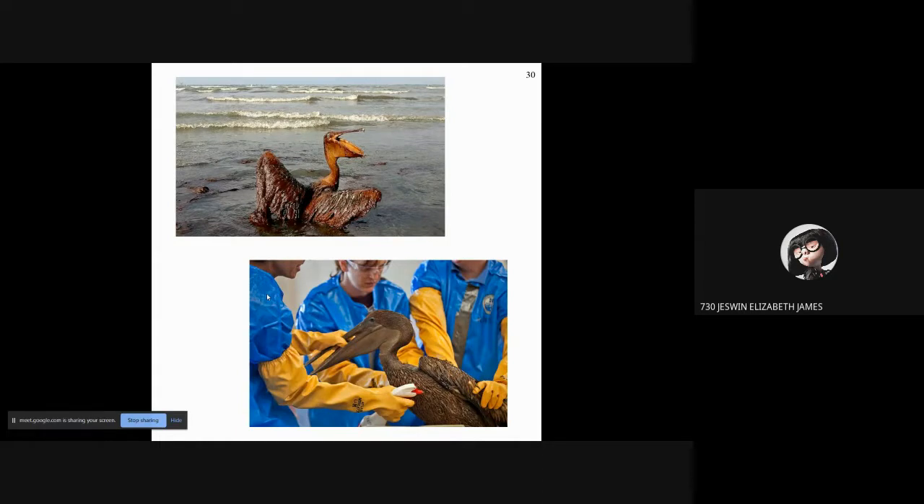In addition to this, around 225,000 tons of methane was also spilled into the ocean. Now, this is actually a very concerning issue.